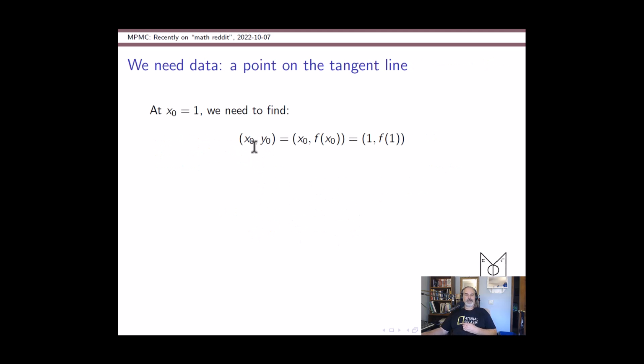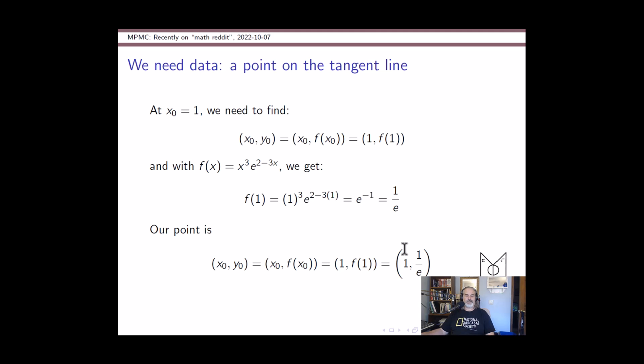Okay. Now, for this given function, we need to find the full point on the line, whichever alphabet soup you're using to describe it. The x coordinate was given, we've got to find the y coordinate, and for this function, that y coordinate is pretty easy. It's 1 cubed times e to the 2 minus 3 times 1, or 1 times e to the negative 1, which is 1 over e. e is a little bit less than 3, so 1 over e is a little bit bigger than 1/3. So this is the coordinate of our point on the line. Of the 3 numbers we needed to generate the equation of the line, we already got 2 of them. Now we need the slope of that line.